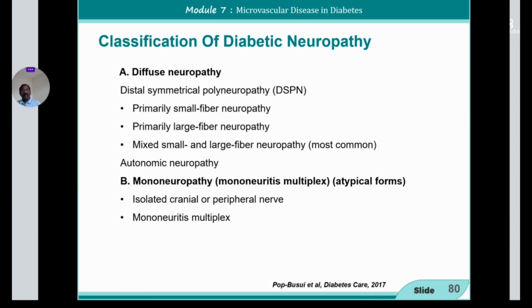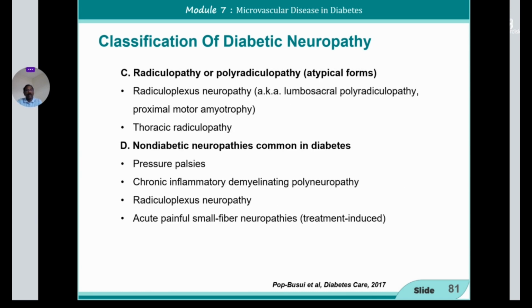Then the next subgroup is mononeuropathy. It is not that common, but often we see isolated cranial or peripheral neuropathies, maybe third cranial nerve neuropathy, or the fourth or sixth cranial nerve, etc., or different peripheral nerves. Mononeuritis multiplex presents in some part of the body. These people have tingling and numbness.